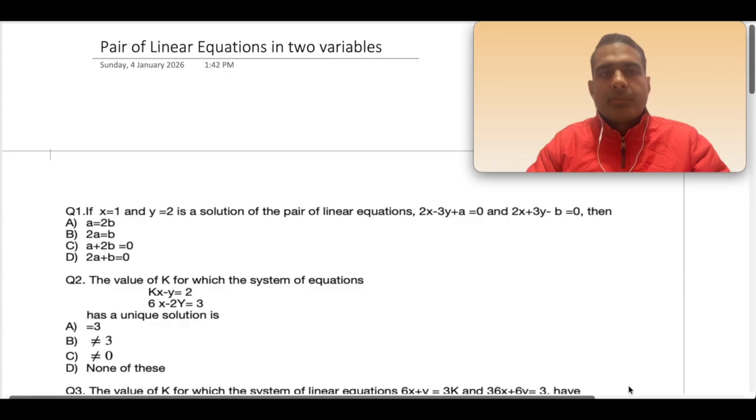Today we are picking pair of linear equations in two variables. We will be discussing mainly the MCQs asked in the previous year questions in this session. From this chapter, we get around 4 to 6 marks questions, one MCQ and 1, 2 or 3 marks question. So in this session, we are mainly dealing with the MCQs asked in the previous year questions, and in the next session, we will be following the long answer type questions which are asked in the previous year questions.